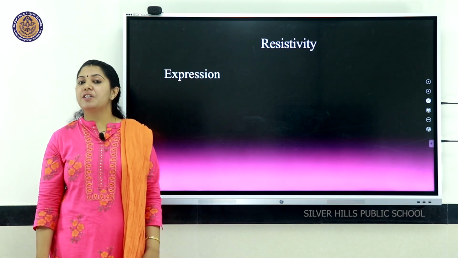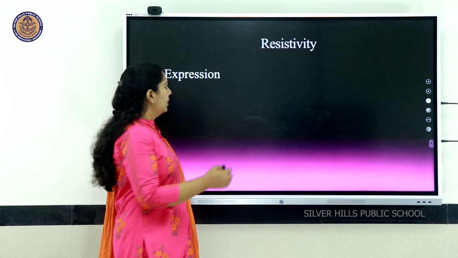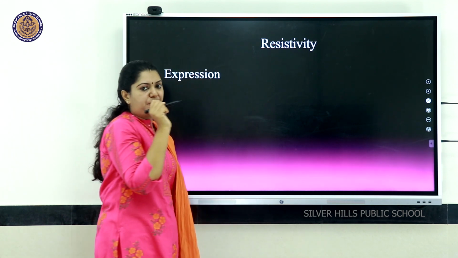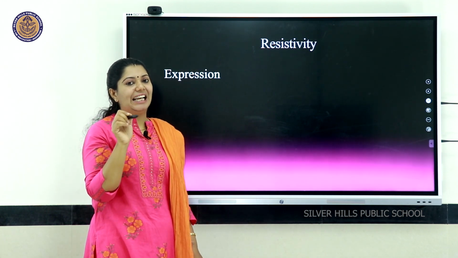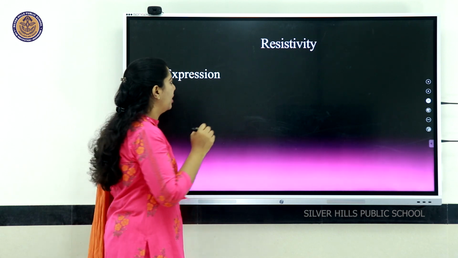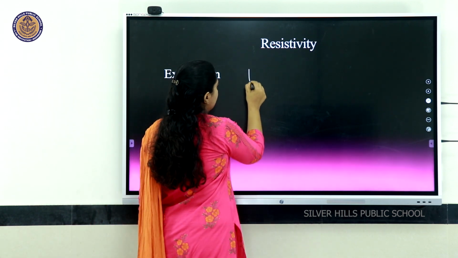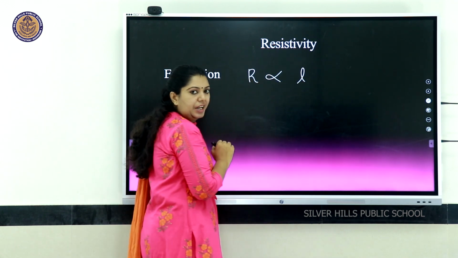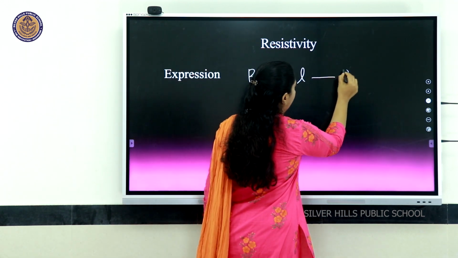We can derive the expression for resistivity. You know the factors that affect resistance are length of the conductor and area of cross section. We can say R is directly proportional to length of the conductor. Put as equation number 1.